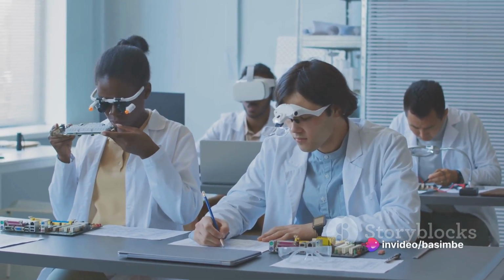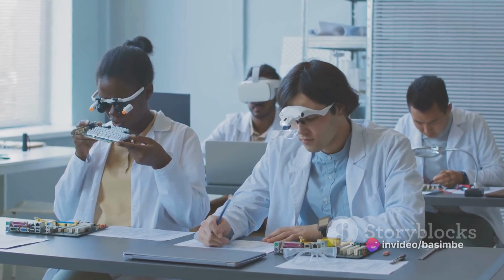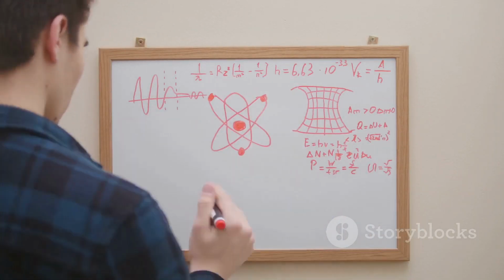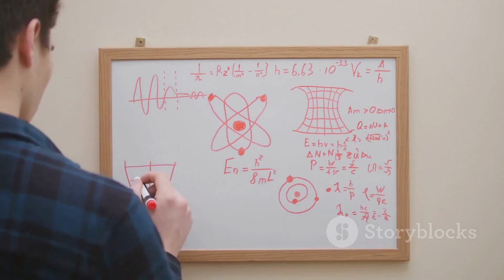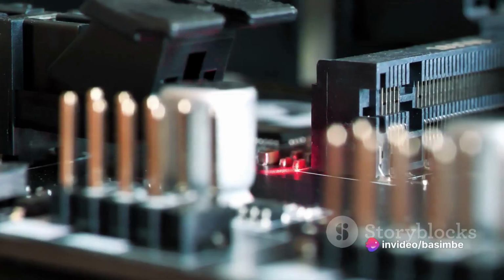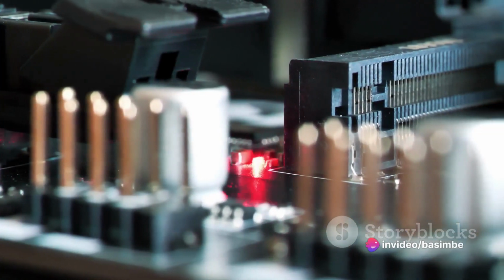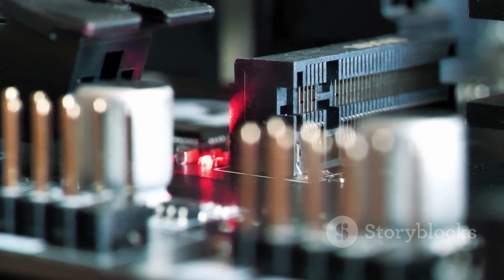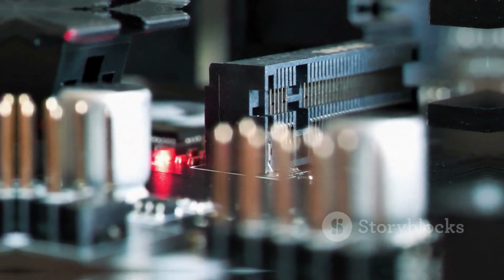First up, a quick recap of Ohm's law. This fundamental law states that the current flowing through a conductor is directly proportional to the voltage across it and inversely proportional to the resistance. In other words, the formula I equals V divided by R is your key to unlocking the relationships between voltage, current, and resistance in a circuit.